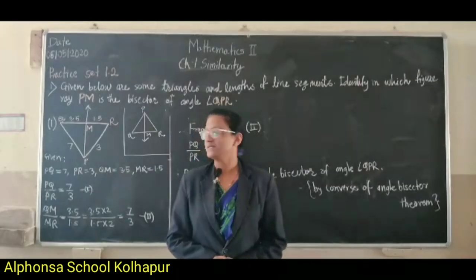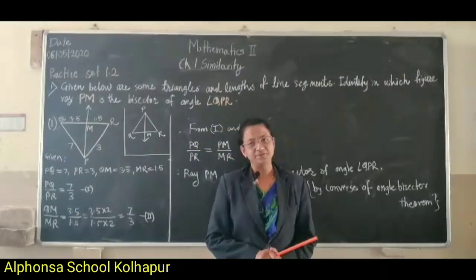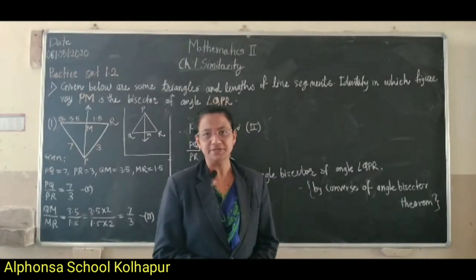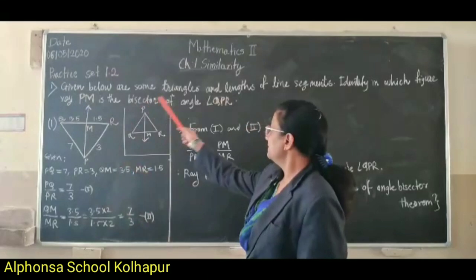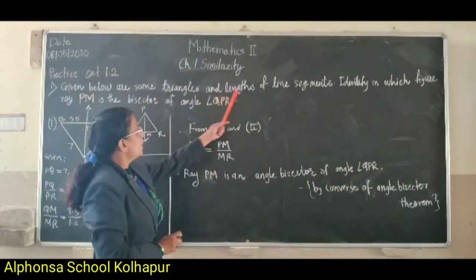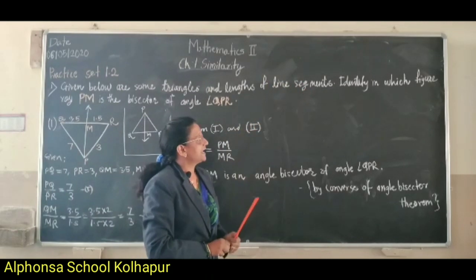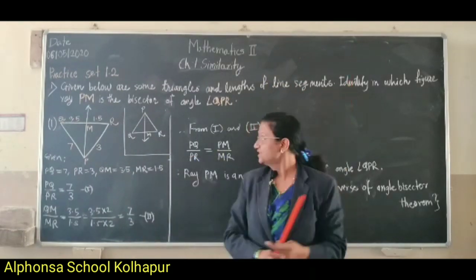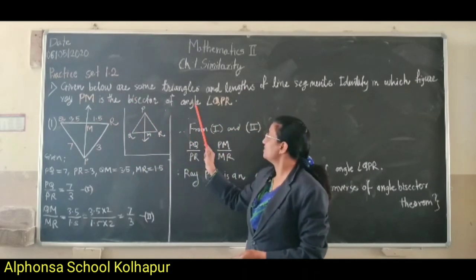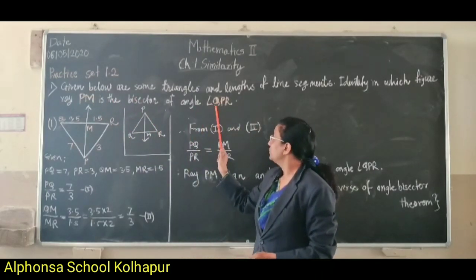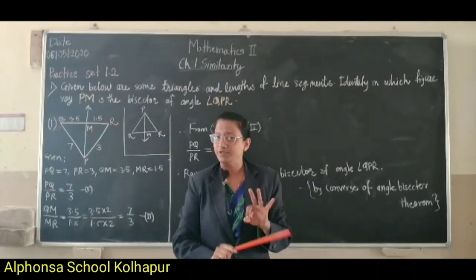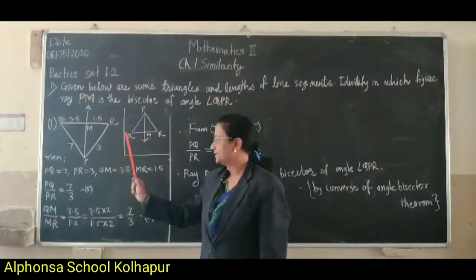Now we are going to start practice set 1.2. The first question from practice set 1.2 is, given below are some triangles and the lengths of line segments. Identify in which figure ray PM is the bisector of angle QPR. There are three sub questions in all. First I have written here.